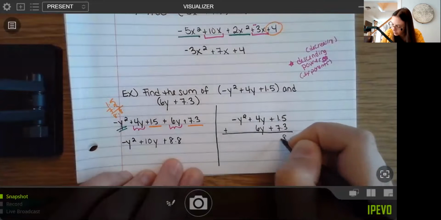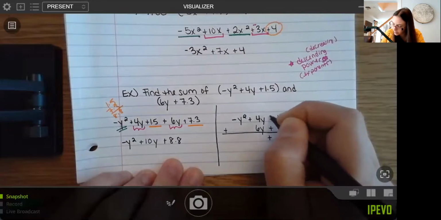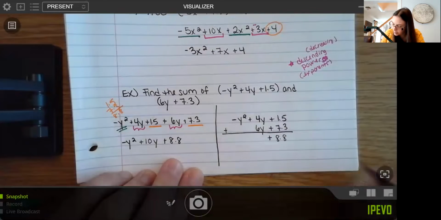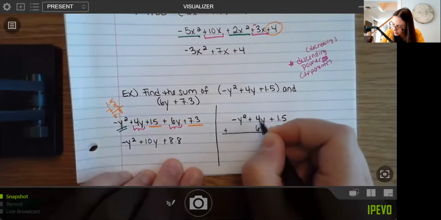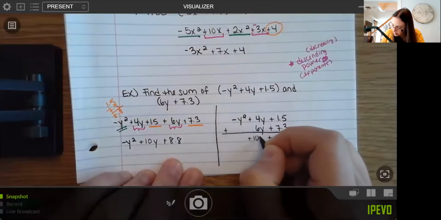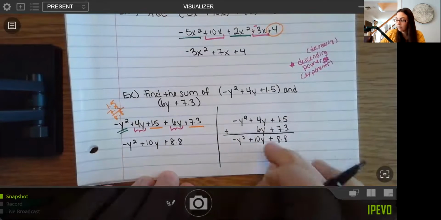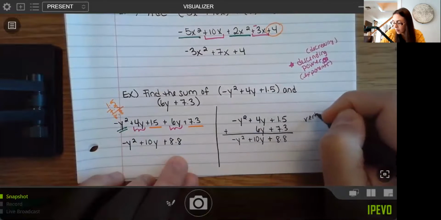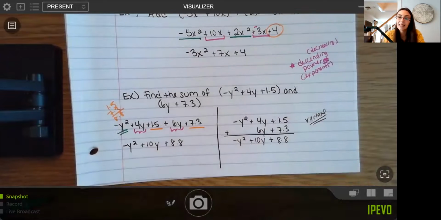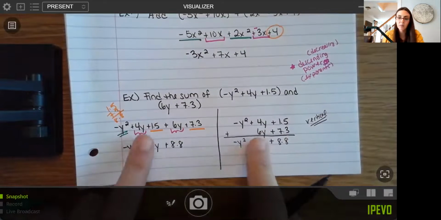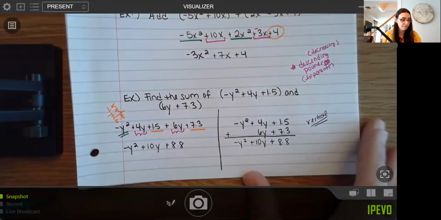So here is 8.8, bring down, they're both positive, so I'm just going to bring down the plus sign. Here again, these are both positive, so 4 plus 6 is going to be positive 10. And then here I just have a negative y squared. So if you prefer to use a vertical method here, you can go ahead and do that, whatever is easier for you. But in both cases, we're just really combining those like terms.